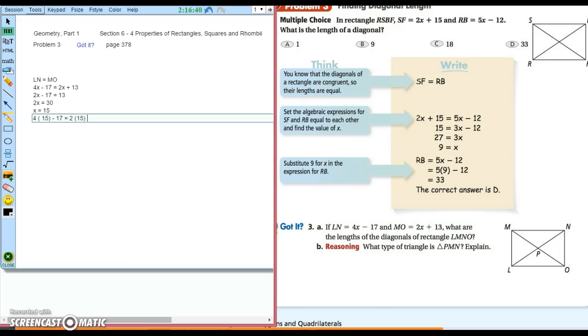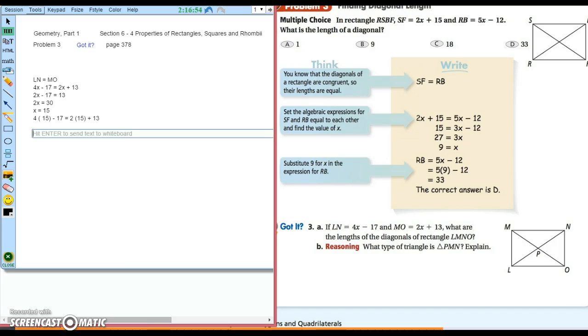60 minus 17 is 43. And 30 plus 13 is also 43. So the answer is that the diagonals are 43 long. And since we came out with both of them the same, we know that we're correct.